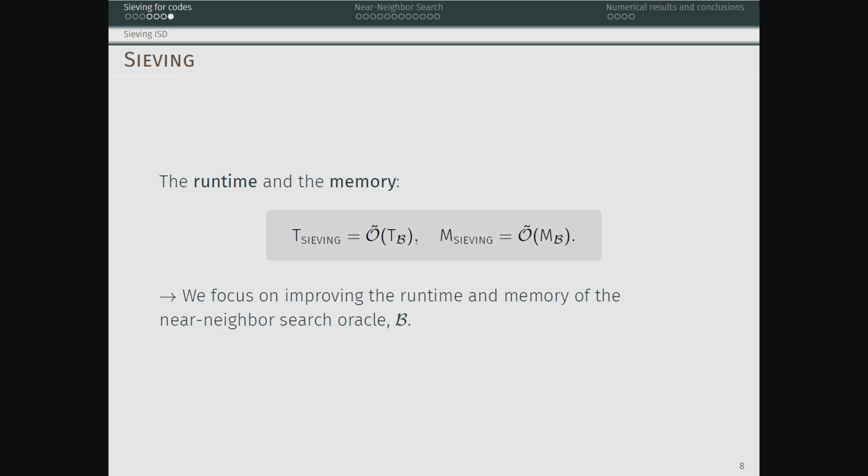The runtime and the memory of the sieving part, or actually of the second layer, is dominated by the running time of the oracle for near neighbor search, here denoted by B. So the focus of our work was to improve the runtime of this oracle, or the techniques for near neighbor search.